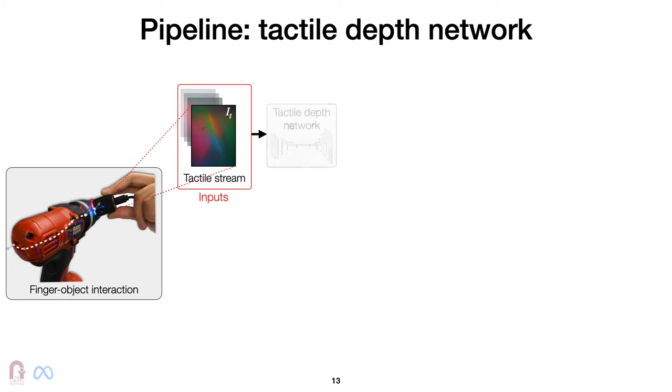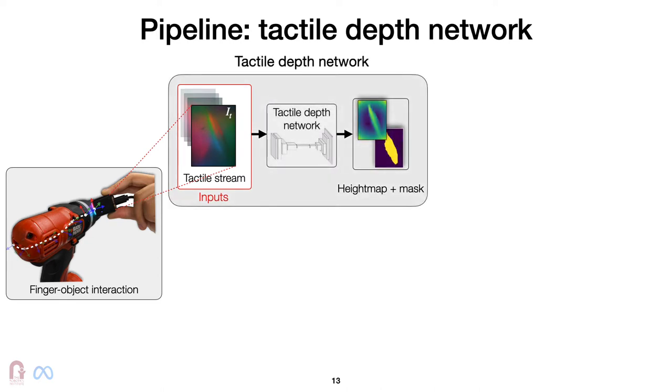Given finger-object interactions and a resulting tactile stream, the first step in this process is the image to 3D estimation to capture tactile geometries.